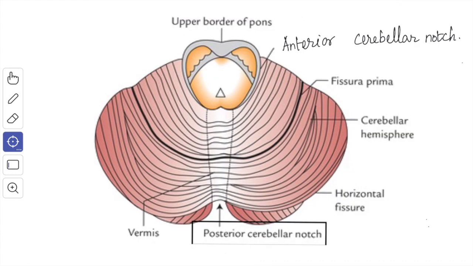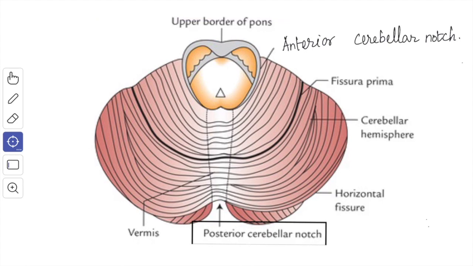Next we'll see the notches. The anterior aspect of the cerebellum is marked by a wide, shallow anterior cerebellar notch which accommodates the pons and the medulla. The posterior cerebellar notch is deep and narrow and this lodges the falx cerebelli. Next we'll see the fissures.